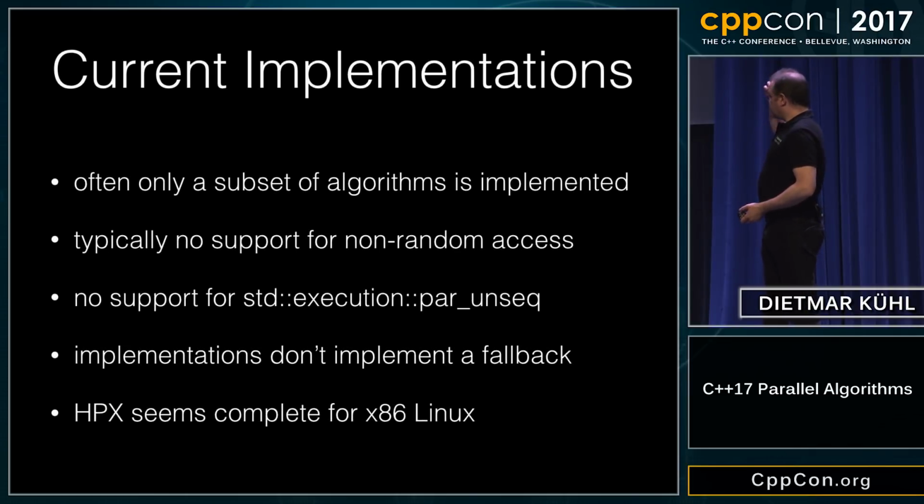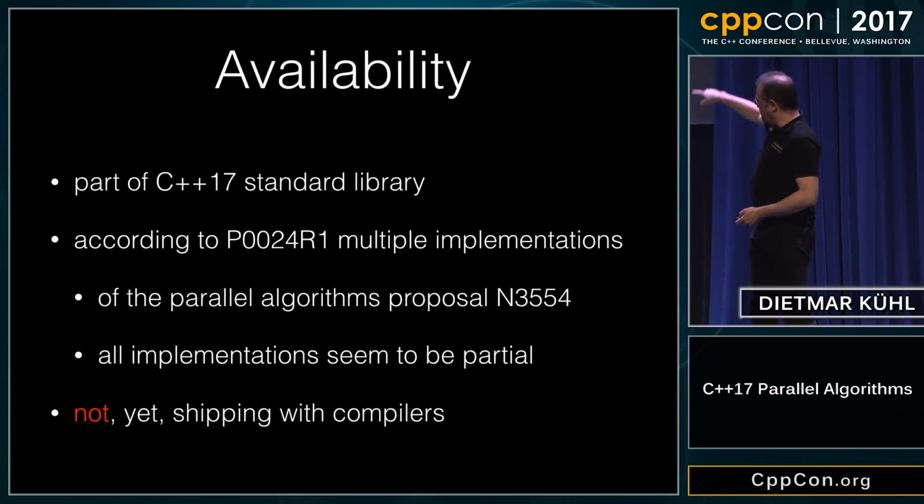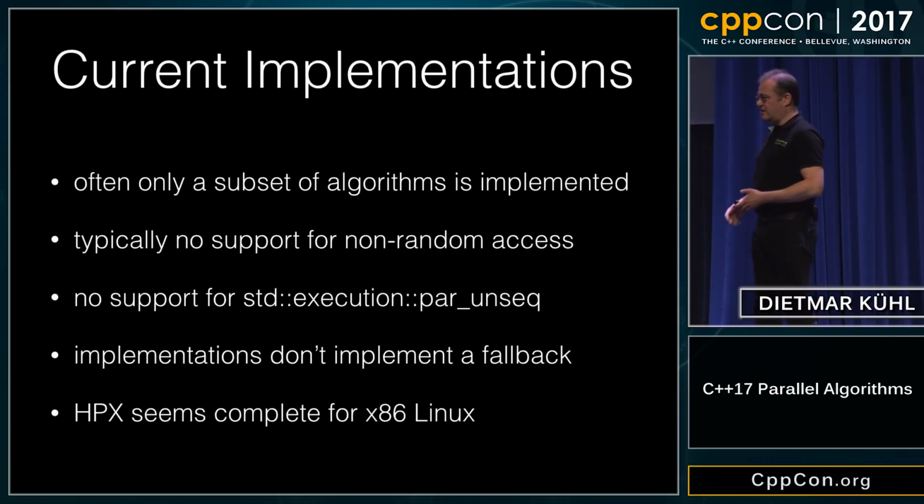So the current implementation status is, if you look at that paper, you find, I think, 6 or 7 implementations listed. All of them are partial. None of them support par_unseq. Most of the implementations don't even try to fall back to a sequential implementation to say, right, we have at least all of the things. You have the signatures and it compiles. It just runs sequentially, which I would have hoped for, at the very least, as a quality of implementation.